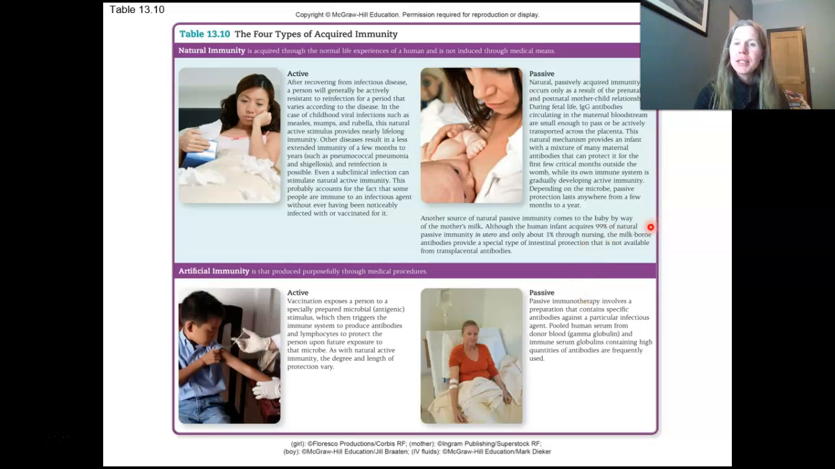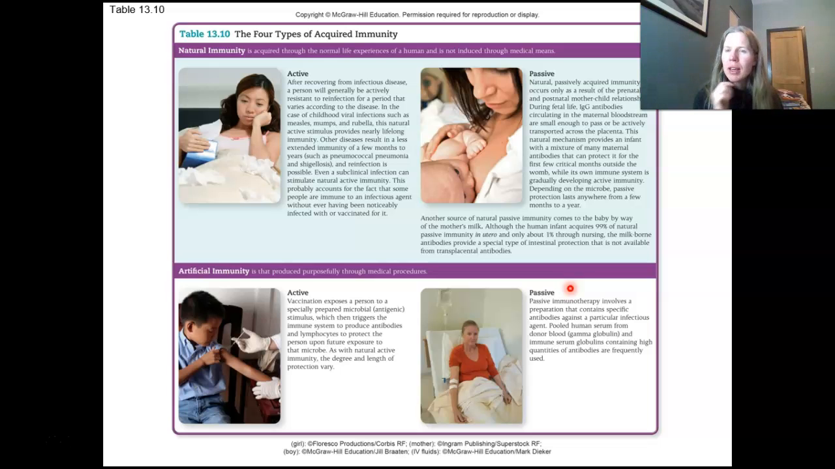And down here, they are pointing out the infant's getting 99% of its natural passive immunity in utero. Most of it is from crossing the placenta.